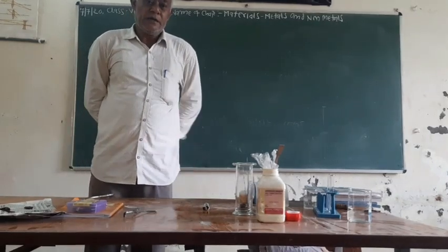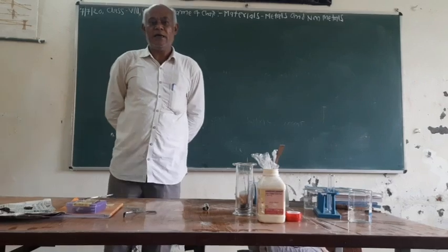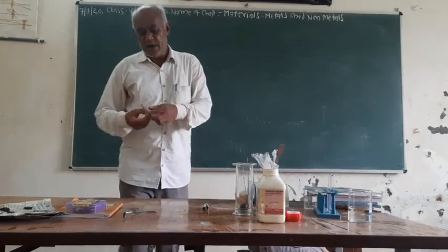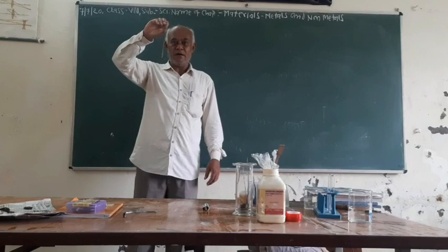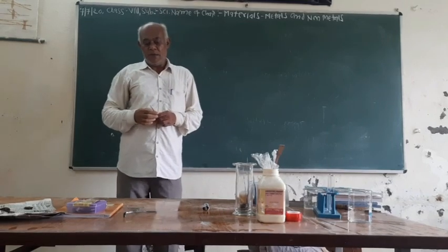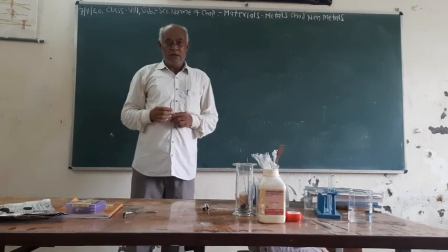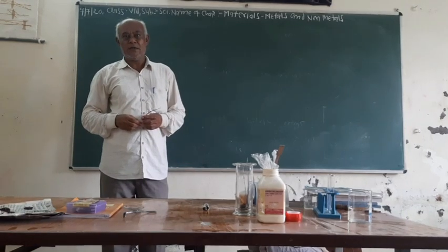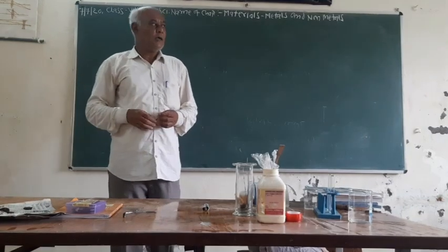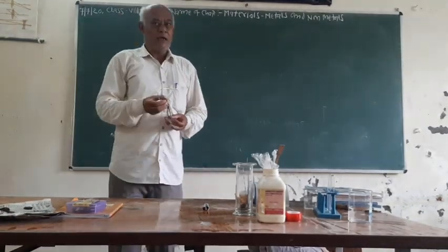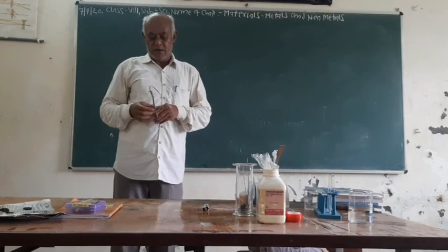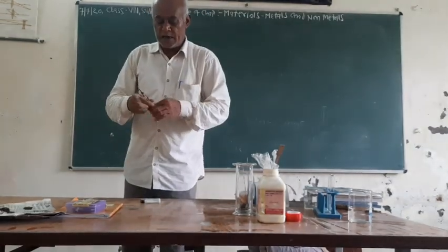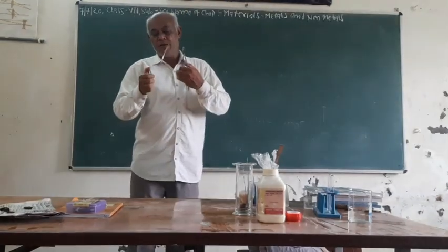We learned in class 7 about physical and chemical changes, and we also learned how the magnesium ribbon burns. In my hand you see the magnesium ribbon. If we burn this magnesium ribbon, it turns into ash and it burns with a bright luminous flame. So I try to burn the magnesium ribbon with a lighter.